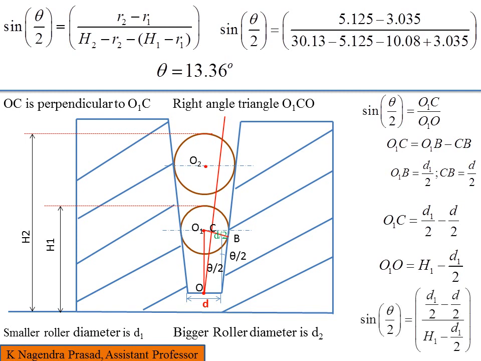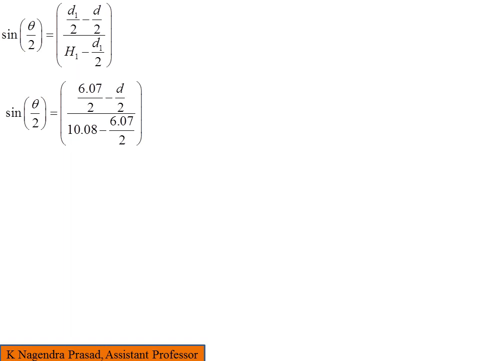Then we substitute these O1C and O1O values in the above equation. Then we will get sine theta by 2 equal to D1 by 2 minus D by 2 divided by H1 minus D1 by 2. In the data the D1 and H1 values are already given, and we have also calculated the theta value. Then I substitute all the values in the equation.